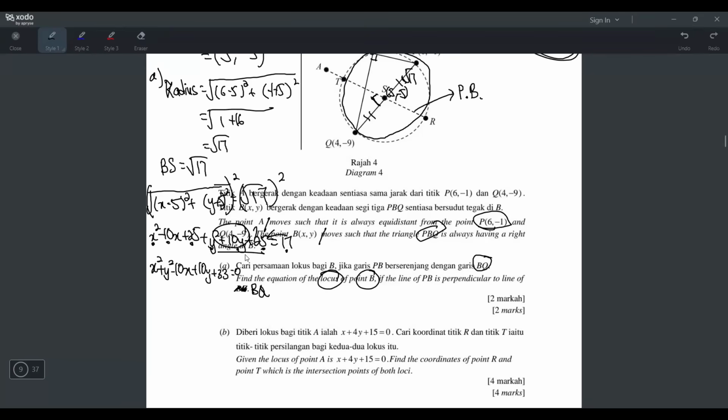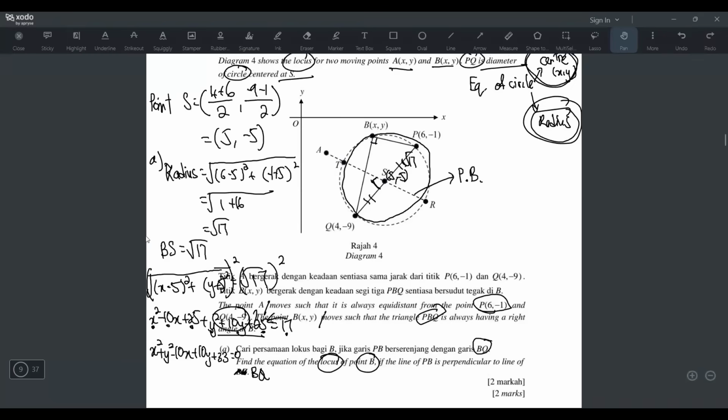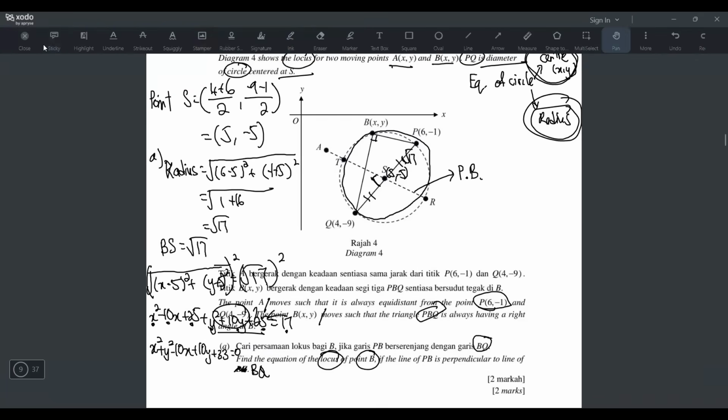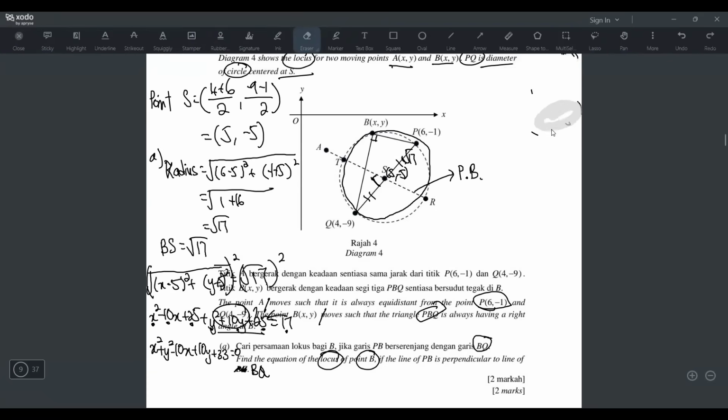Okay, this is one of the methods to do it, but just now I mentioned there is another method, right? Actually the other method is even quicker. You will use the gradient formula. Why we can do that is because they mentioned the angle is always 90 degrees, right? Yeah, the angle is always 90 degrees at B.